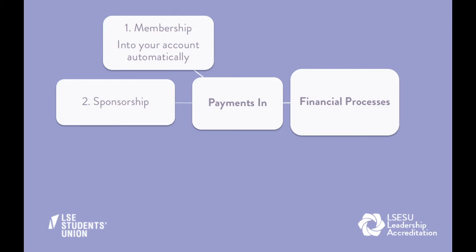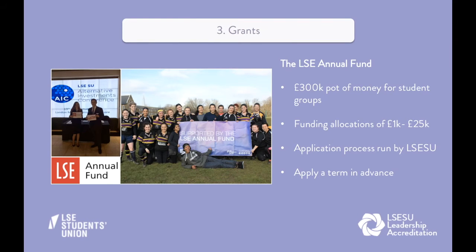The third main way that societies get money is through grants. There are a number of sources of funding available to societies, including the Annual Fund, the Activities Fund, the Travel Fund, and the Participation Fund. The Annual Fund is a pot of money of around £300,000 that is owned by the school. The Students' Union runs the application procedure for this fund every year, and societies are able to apply for grants of anywhere from £1,000 up to about £25,000.